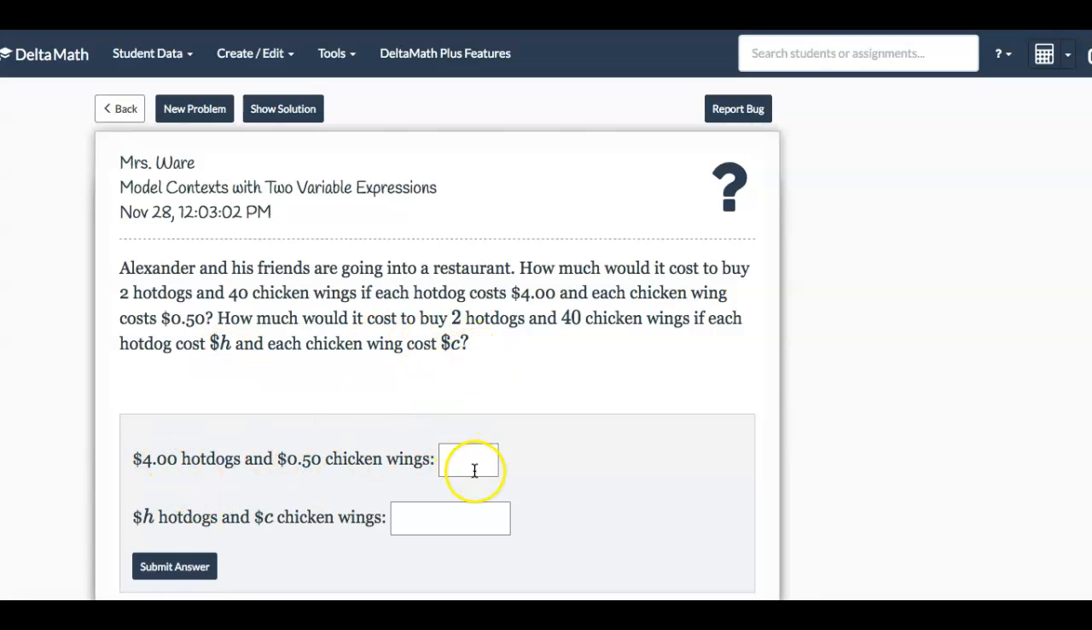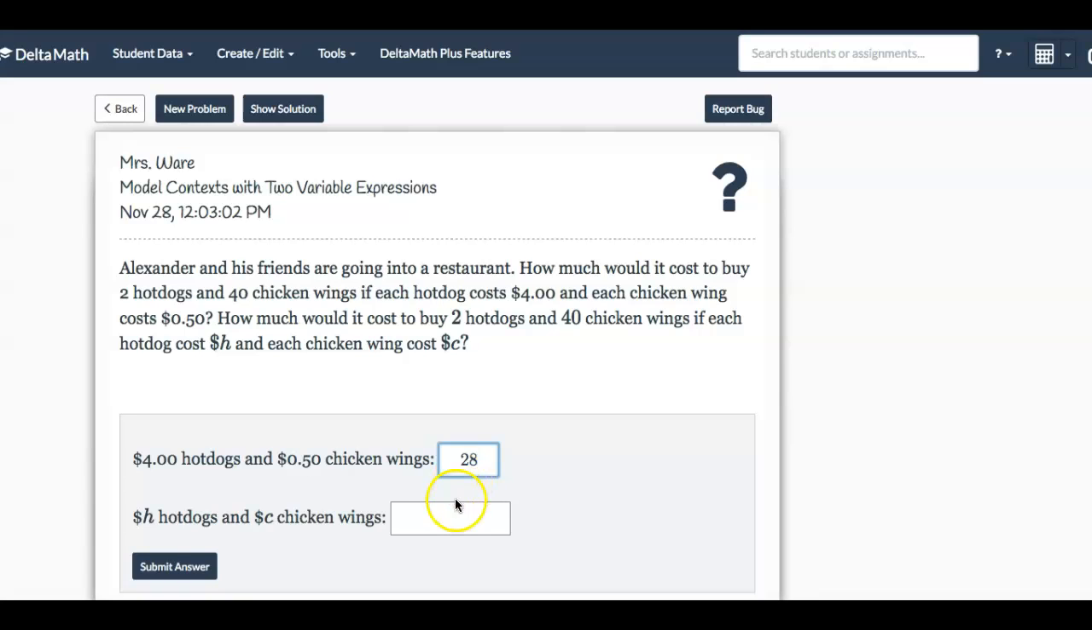So let's figure it out here. This first one is always going to be an actual number. So if I buy 2 hot dogs for $4 a piece, that's 2 times 4, so I'm going to spend $8 on hot dogs. I'm writing this on my whiteboard right now: 2 times 4 plus 40 times 50 cents. So 2 times 4 is 8, and 40 times 50 cents is $20. So 8 plus 20 is equal to $28. I'm going to put $28 in here because that's how much I would spend if I bought that many.